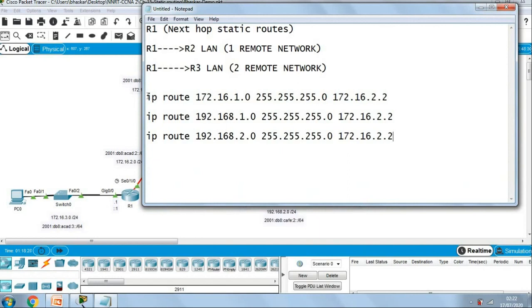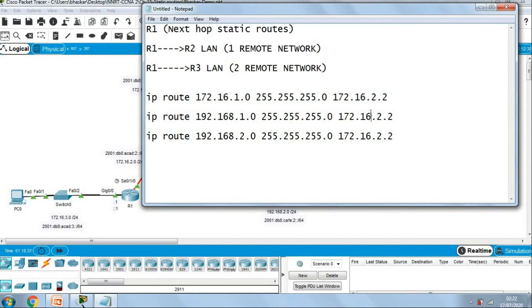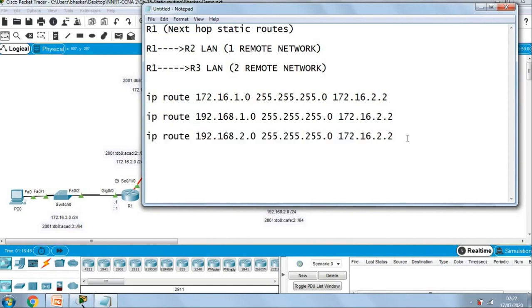Okay. For example, the question is configure the next hop IP address to reach from R1 to R2 LAN. This is the answer. Configure the next hop static route from R1 to R3 LAN, means this is the R2 static routes, okay, like this one. Okay. Now I'm going to configure the same thing for IPv6 also.